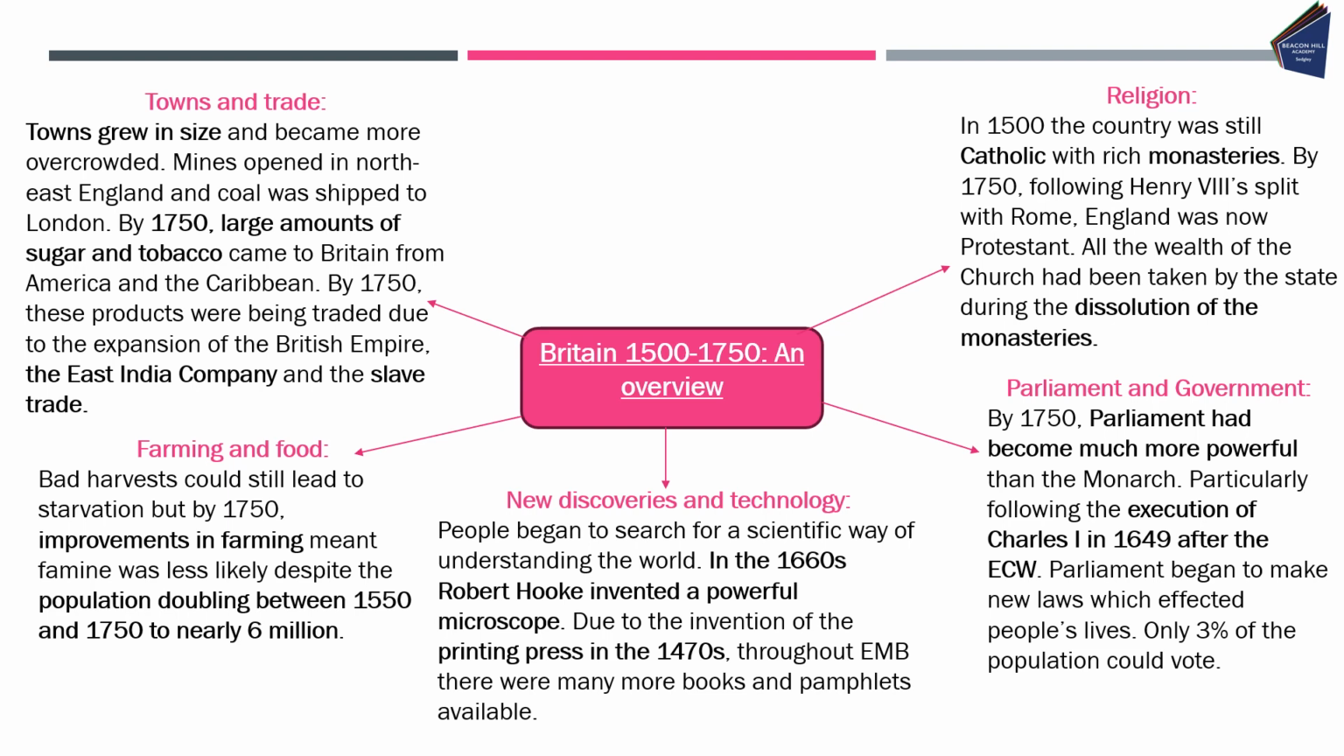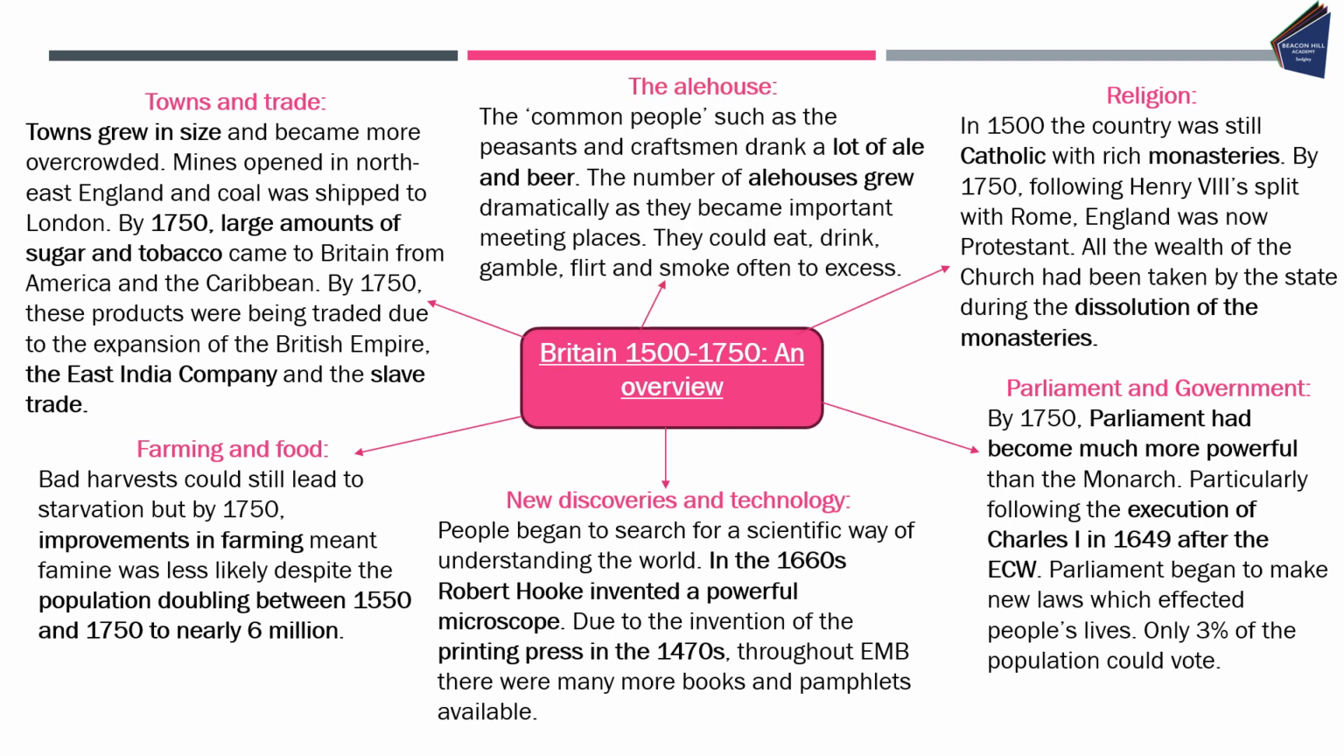We start to have large amounts of sugar and tobacco coming to Britain from America and the Caribbean, and by 1750 these products were being traded to the British Empire, the East India Company and the slave trade. Finally, we have the alehouse, which is obviously the name for a pub, and the common people, such as the peasants and craftsmen, drank a lot of ale and beer. The number of alehouses grew dramatically as they became important meeting places where people could eat, drink, gamble, flirt, and smoke, often to excess.